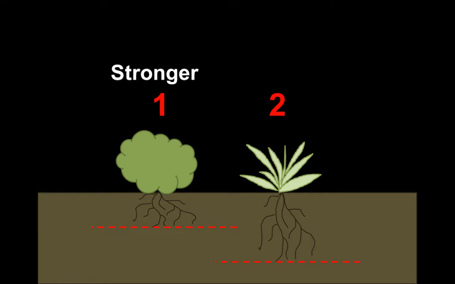Now, plant number one, we're going to say, is a stronger competitor, so it's better at extracting water. And plant number two is the weaker competitor.